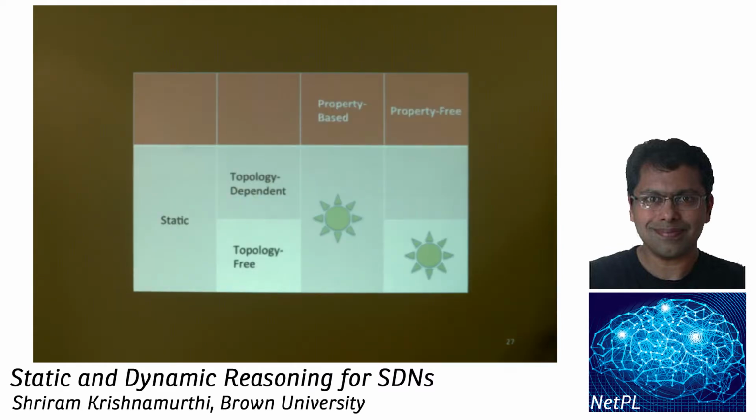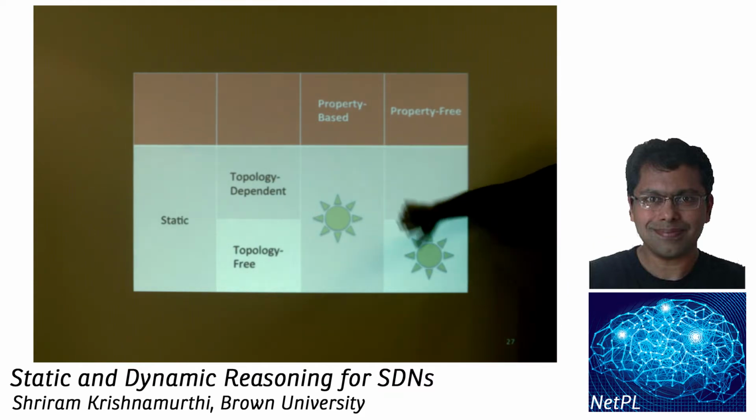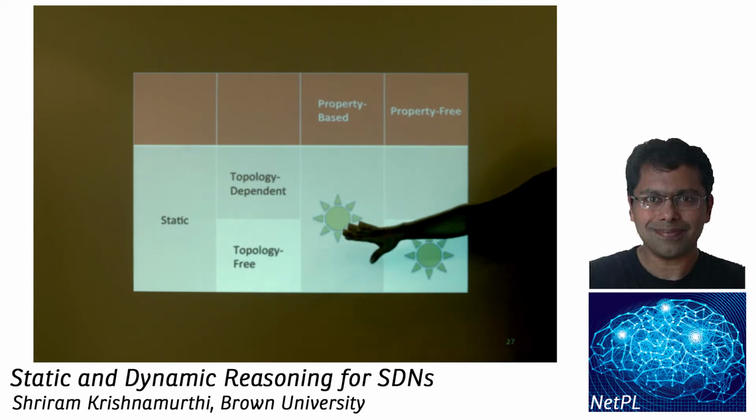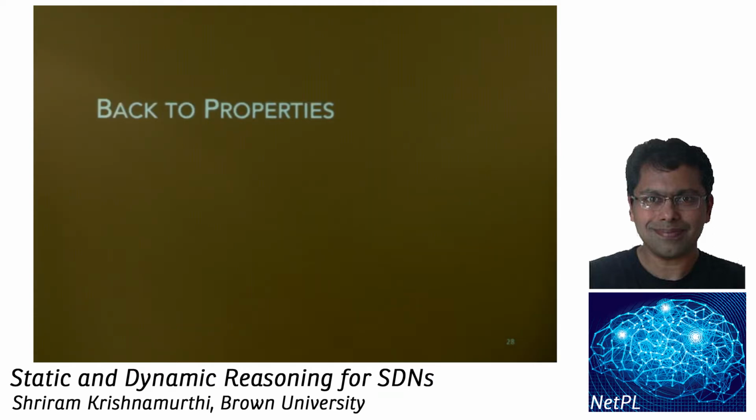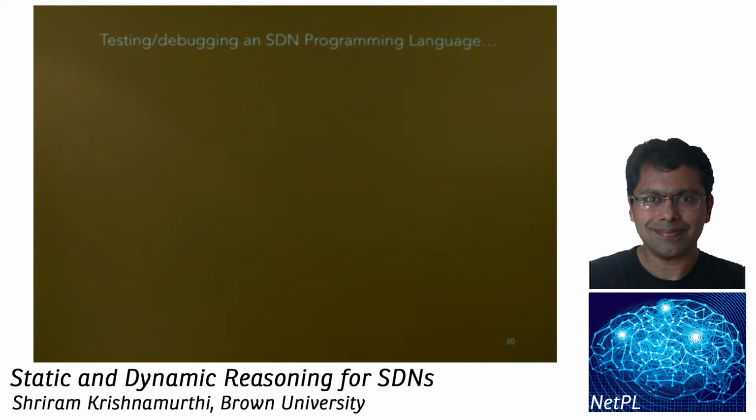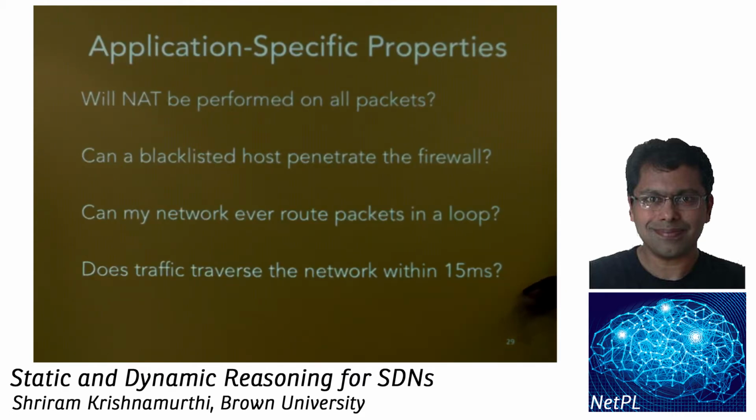Okay, so what I've now told you about is the static world. Property-based, property-free, and already in the static world there's a topology-based, topology-dependent, and topology-free difference. Now I want to go back to thinking about properties again, and I want to talk about properties like this one. These are properties we can only talk about dynamically. It's something we want to be true about the system, and we can only check it dynamically.